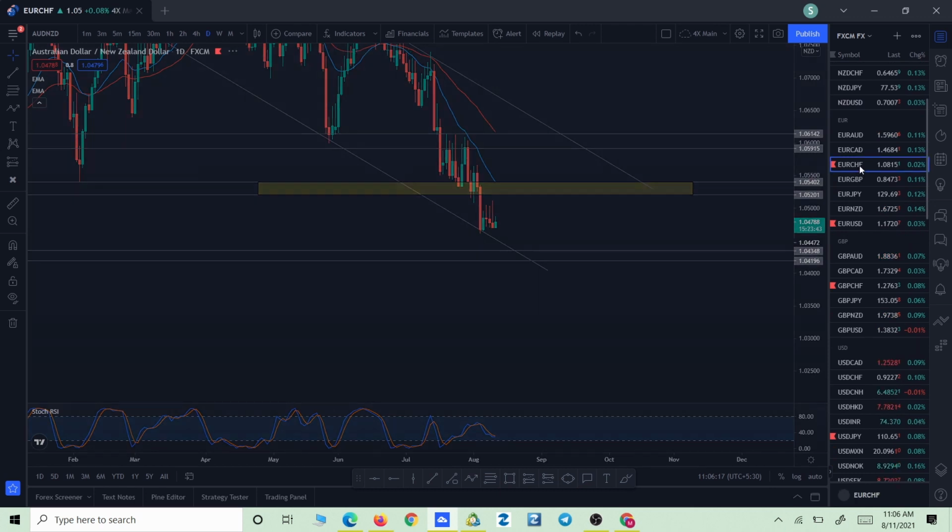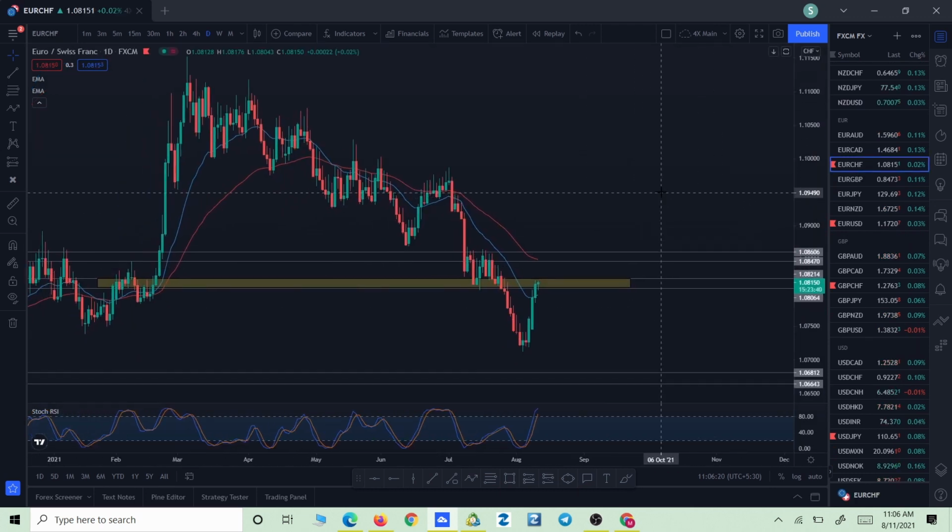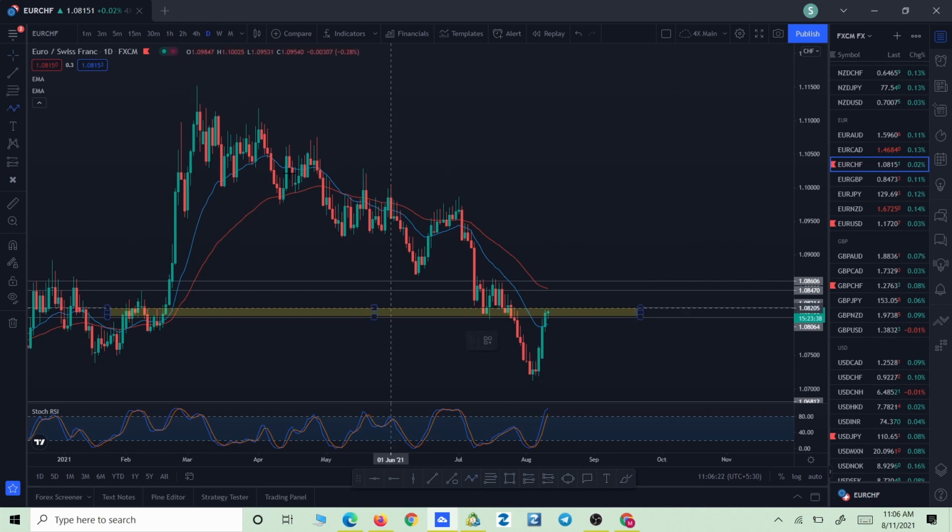Next we are going to talk about Euro CHF. Now Euro CHF, as we can see, the price is in a downtrend and making lower lows and lower highs.